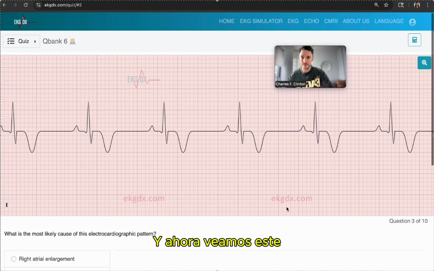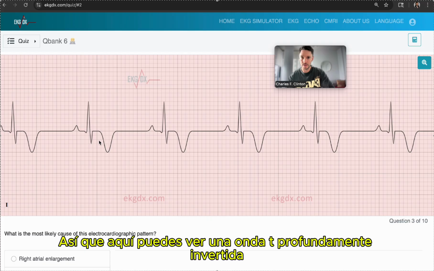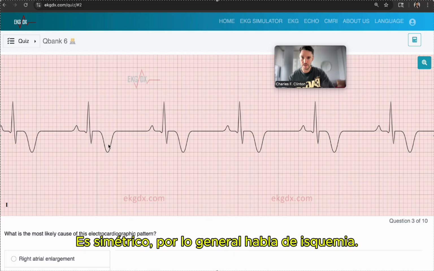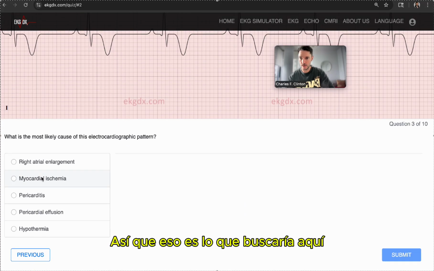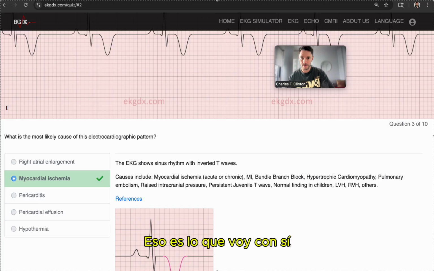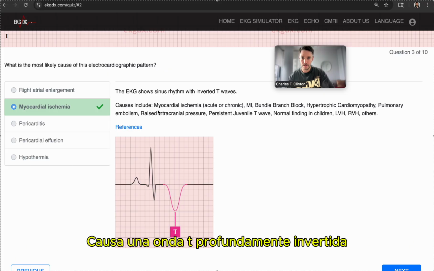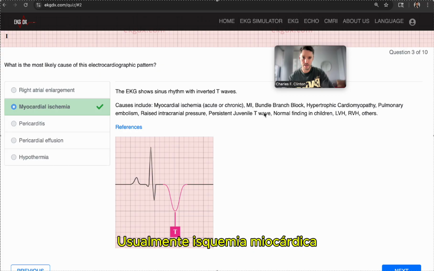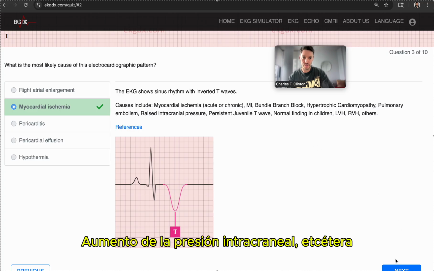Now let's see this one. Here you can see a deeply inverted T wave. It's symmetric, which usually talks about ischemia. So that's what I would go look for here. It's telling me myocardial ischemia. That's what I'm going with. Yeah, here you have it. Causes for a deeply inverted T wave, usually myocardial ischemia. You can also see it in bundle branch block, hypertrophic cardiomyopathy, PE, raised intracranial pressure, etc.